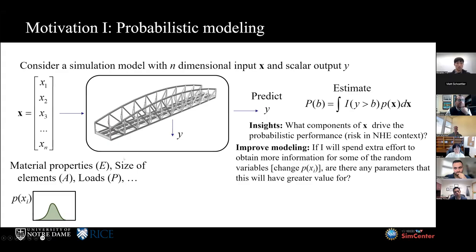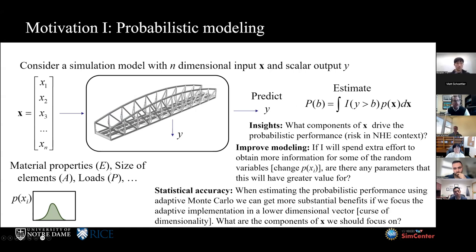Is spending more effort to better understand the material properties as beneficial, in other words, does it change the probability of failure as much as spending effort to better understand what the loads are? But I could also be interested in purely improving the statistical accuracy of my estimates. In general, when you apply adaptive Monte Carlo techniques, we know that you get more substantial benefits if the adaptive implementation focuses on some key components instead of the whole vector. So in that case, we'll be interested to understand what the components are that we should focus on to get better improvement in computational efficiency.